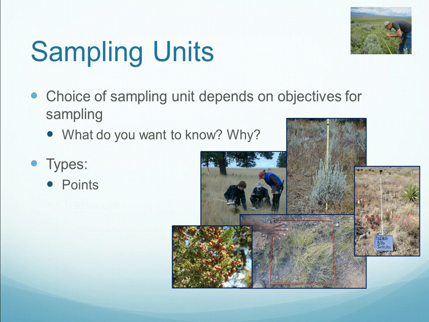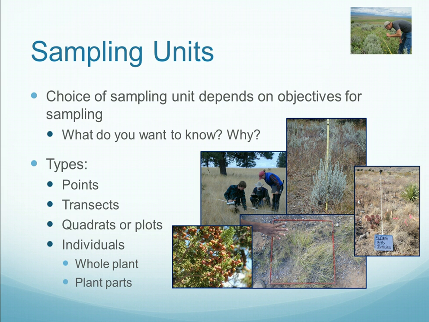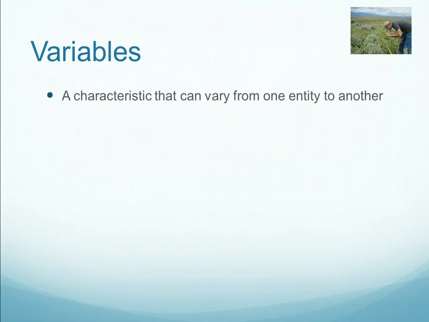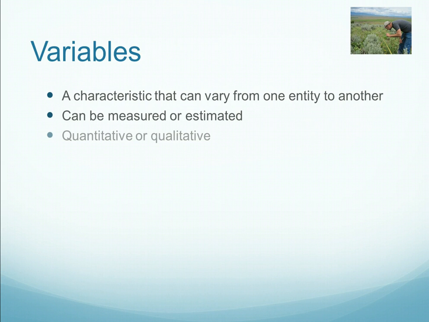In natural resources management, we are interested in different types of potential sampling units: points, transects, quadrats or plots, and individuals. In the case of vegetation, we may be considering whole plants as individuals or plant parts such as stems, tillers, inflorescences, or fruits. A variable is a characteristic that can vary from one entity to another.